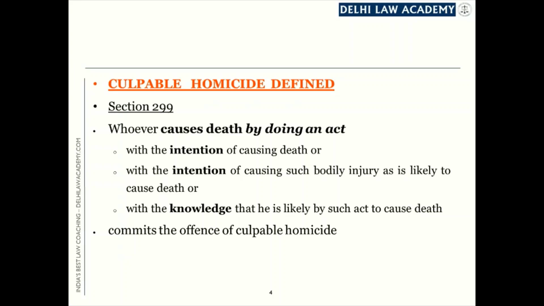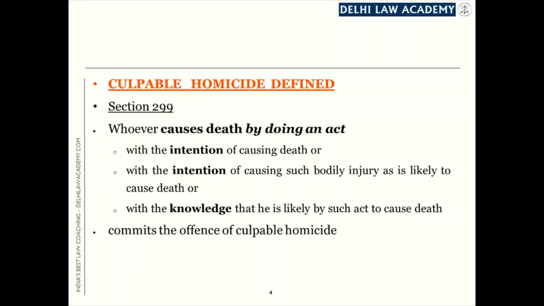Whoever causes death by doing an act with the intention of causing death, or with the intention of causing such bodily injury as is likely to cause death, or with the knowledge that he is likely by such act to cause death, commits the offense of culpable homicide. Whoever causes death. Whose death?